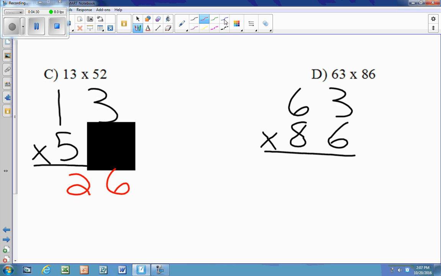And now I'm going to 5 times 3, except it's in the tens place. So I have to start by putting in a 0 so I can start in the tens place. 5 times 3 is 15. I put the 5 down and I carry my 1. 5 times 1 is 5, and then I add my 1, which is 6.